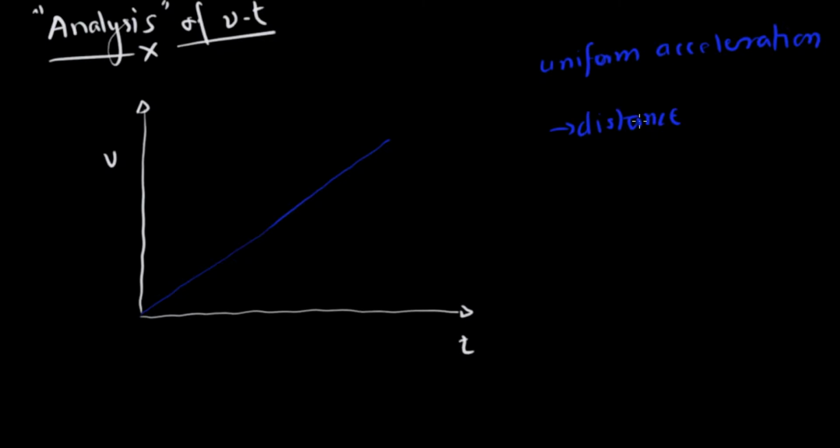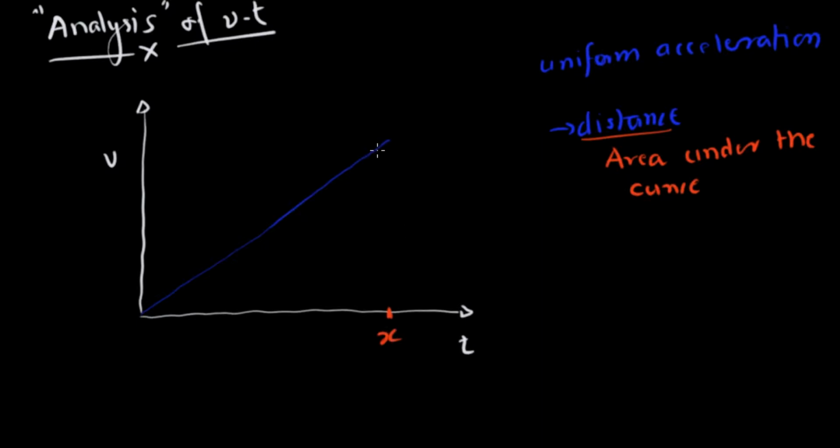I can calculate the distance from the VD graph. Let me just tell you how we can calculate it. Calculating the distance is easy: calculate the area under the curve, the area under the line. That means if someone tells you to find the distance traveled by some object which follows this particular VD graph by some time x.